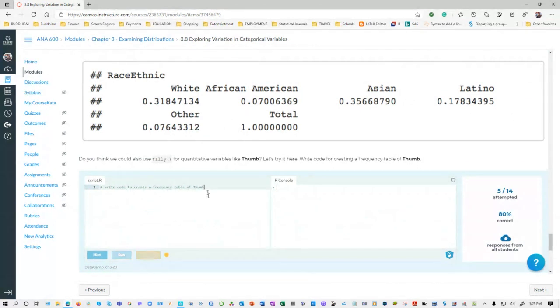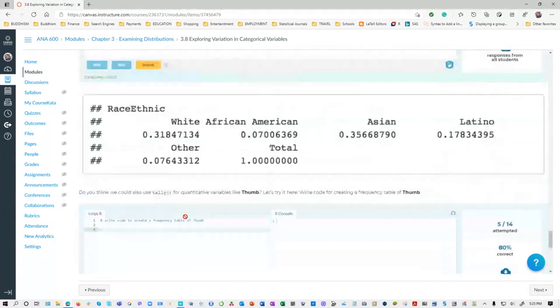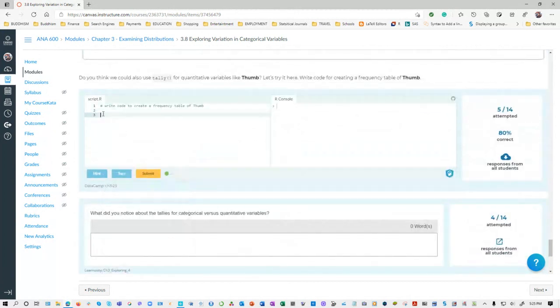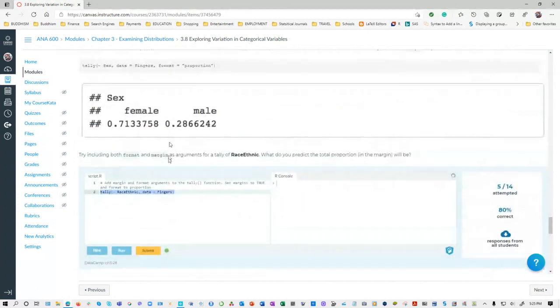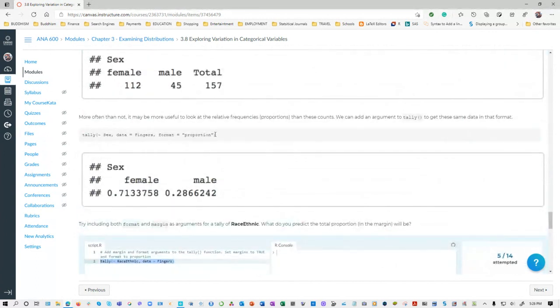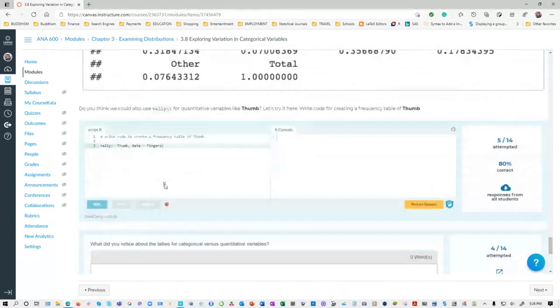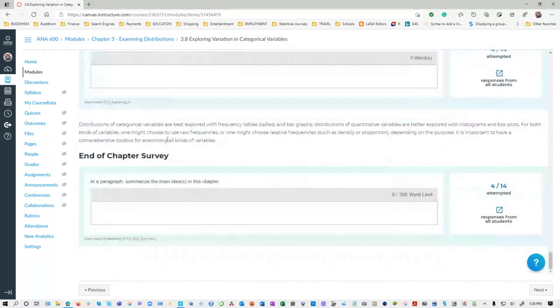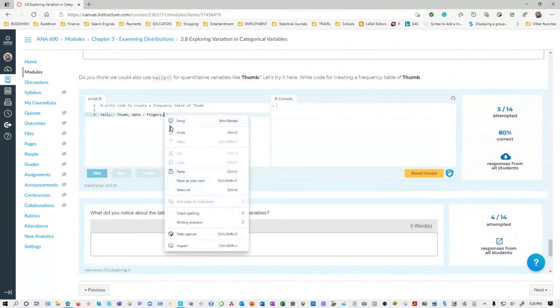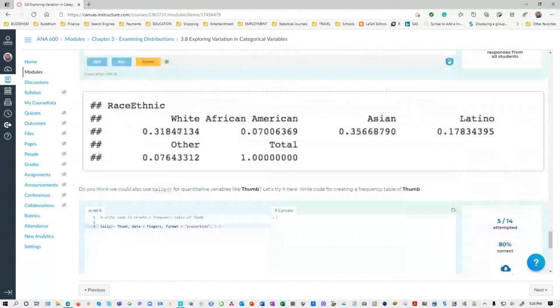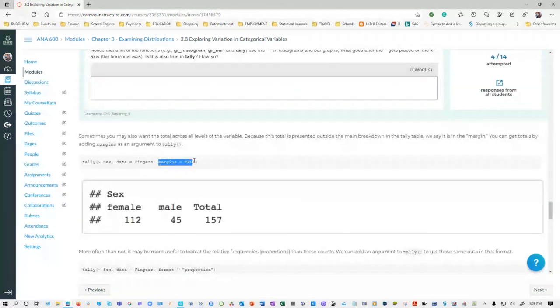Write code to create a frequency table of thumb. Copy this one, paste it in, and pick the data. I can go to the marginals as well. If you want, you can get the format. Format means instead of the number of how many, it gives you a proportion. Format will give proportion. Not only that, you can get the marginals as well from the same thing. Marginals means margins.